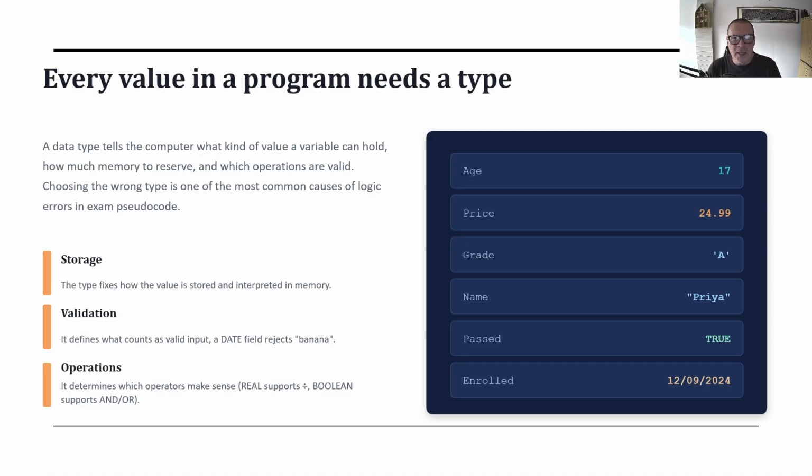So when you declare a variable, you give it an identifier, a name, and you give it a data type. And then a certain amount of memory is reserved for that variable, depending on the kind of data that you said you were going to store in it. So for example, age is an integer and price is a real number, and those two things may well have different amounts of storage allocated to them. Grade, being a single character, would need a lot less storage than a string.